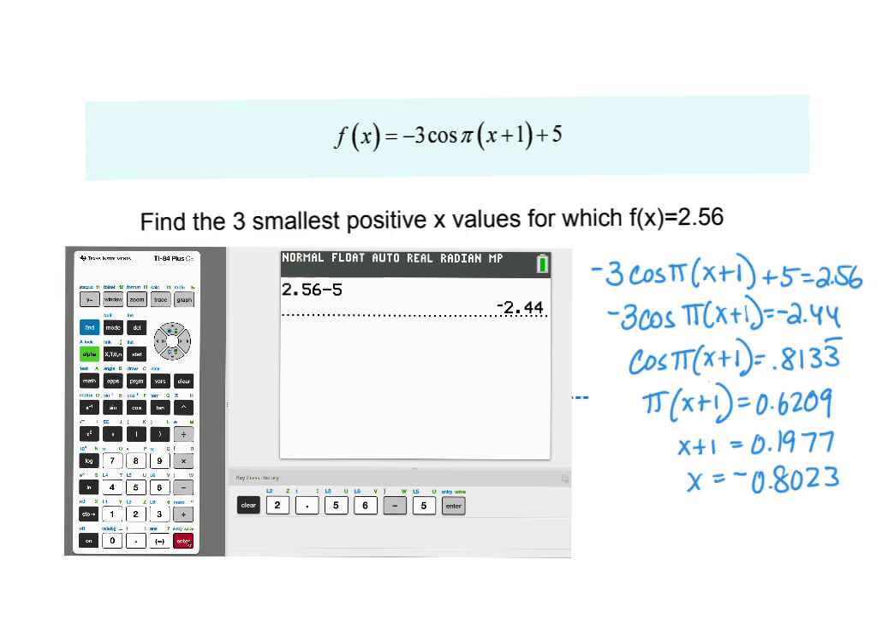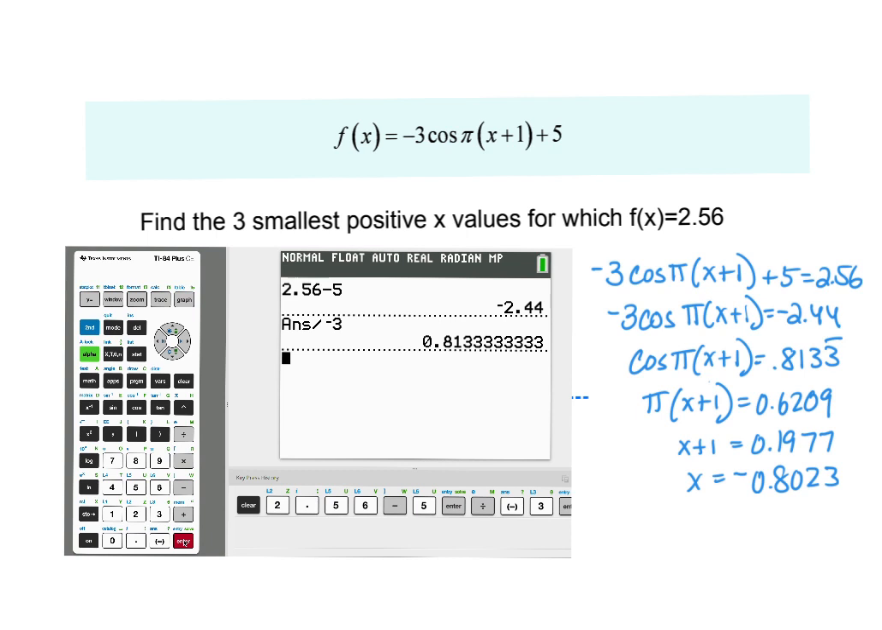Solving for cosine, I divide by negative 3. So divide, you can't use this minus, negative 3. Once that happens, I get cosine of pi times the quantity x plus 1 equals 0.813 repeating.